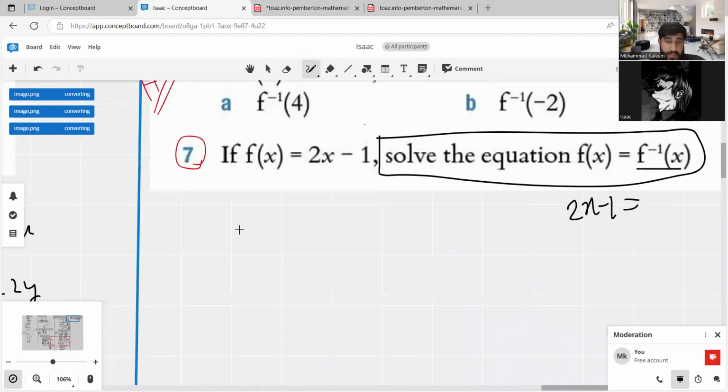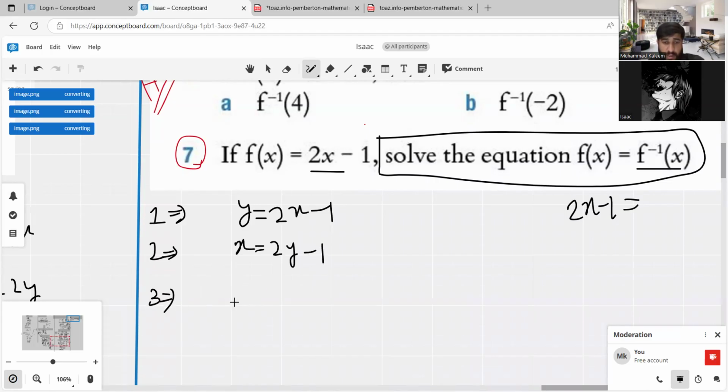Does this make sense? Yeah. 2x minus 1 was given, but f inverse of x is not. So we'll calculate f inverse of x by using 3 steps. First step, y is equal to 2x minus 1. Replace f of x with y. Second step, interchange x and y. So x is equal to 2y minus 1. Third step, make y the subject. So x plus 1 is equal to 2y.